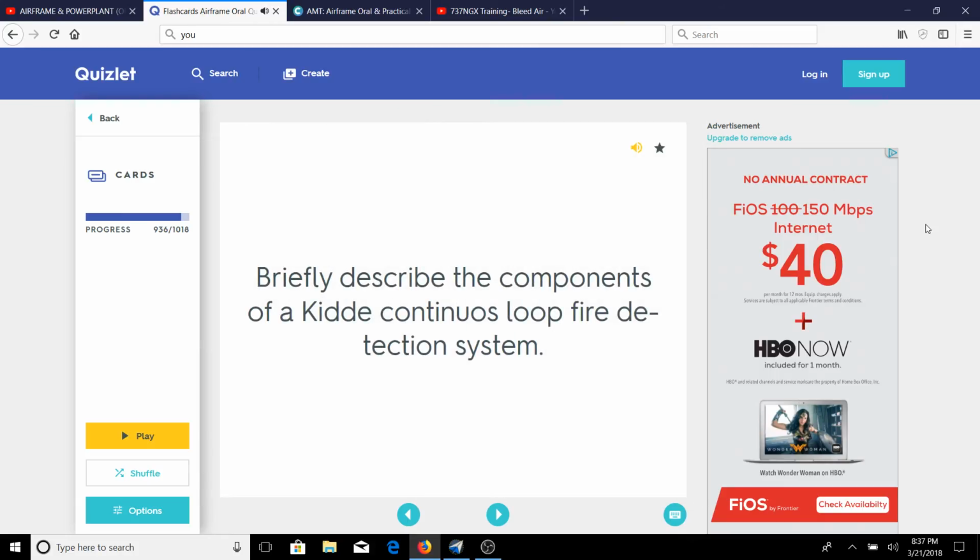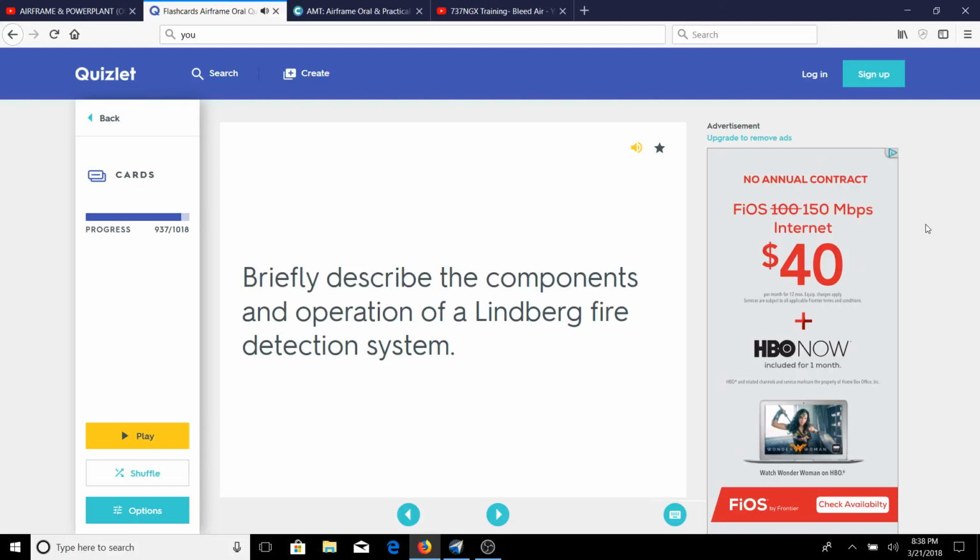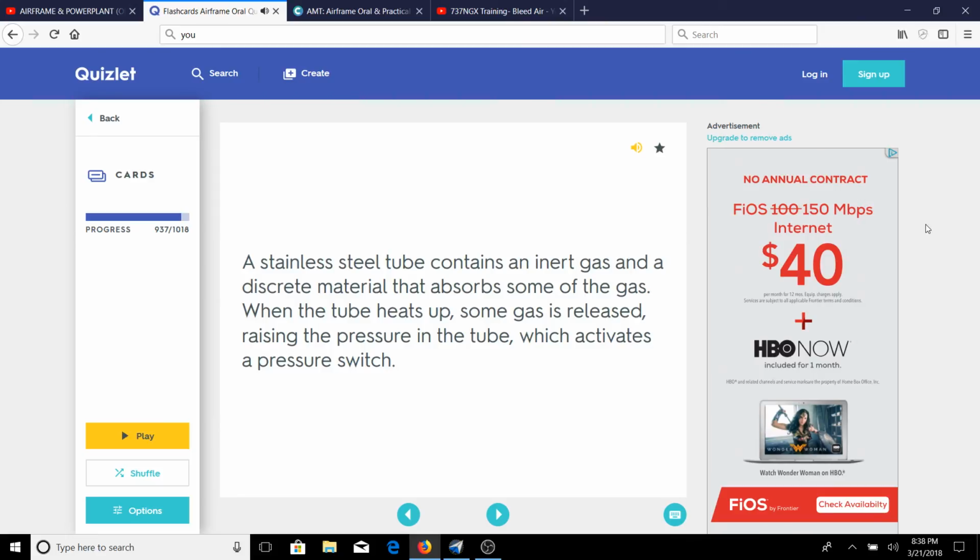Briefly describe the components of a Kidde continuous loop fire detection system. A Kidde system has an internal tube containing one or more wires embedded in a ceramic core whose resistance changes with temperature. Briefly describe the components and operation of a Lindberg fire detection system. A stainless steel tube contains an inert gas and a discrete material that absorbs some of the gas. When the tube heats up, some gas is released, raising the pressure in the tube, which activates a pressure switch.